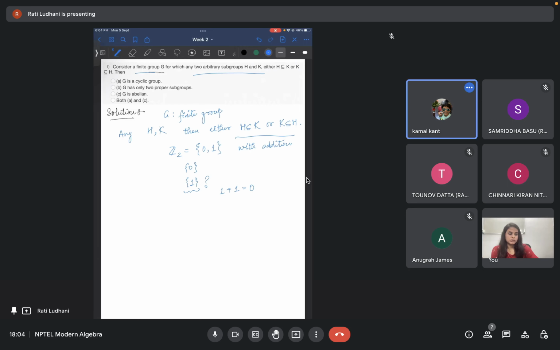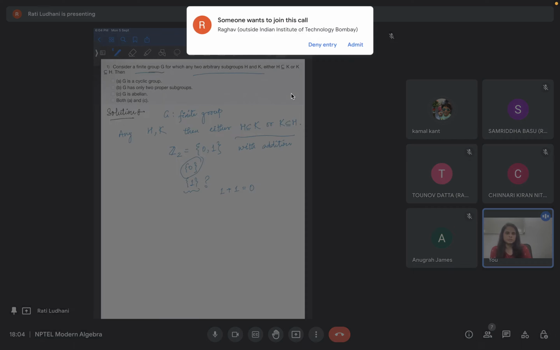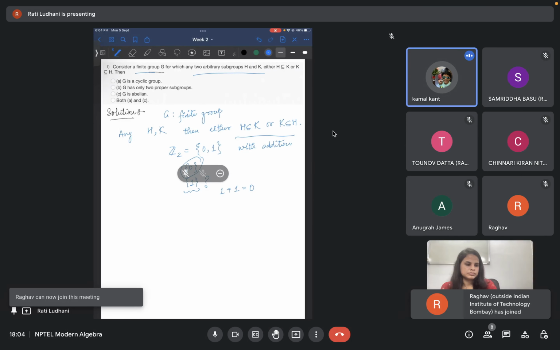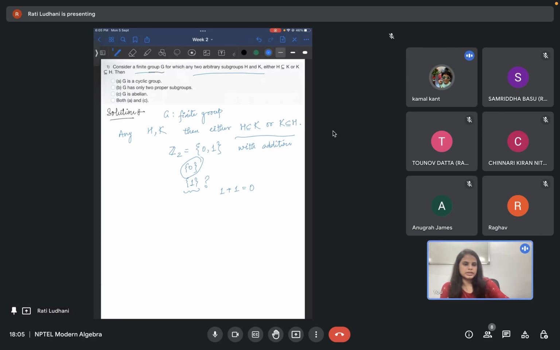What is the problem? Here also, this is just one element. But for zero, we are able to find inverses. For one, we would not be able to find an inverse. As Chinari said, the closure property will not be satisfied. If you take 1 plus 1, then that is 0, because we are in Z2, so we are going mod 2. So this is not a subgroup.